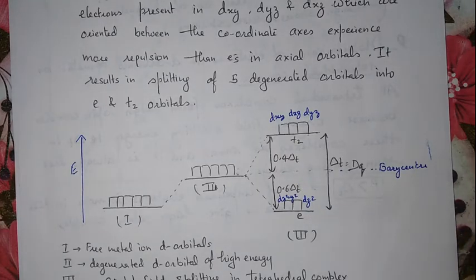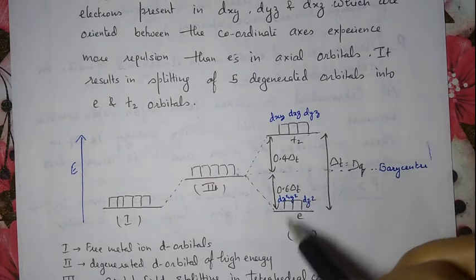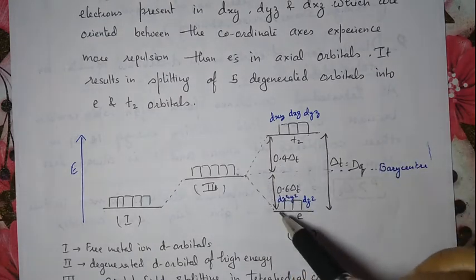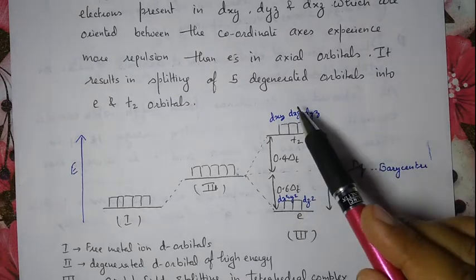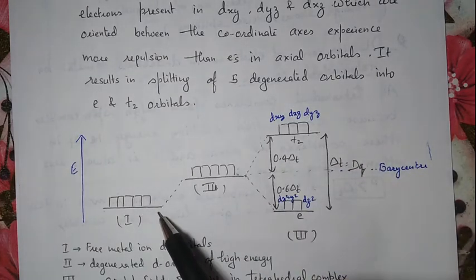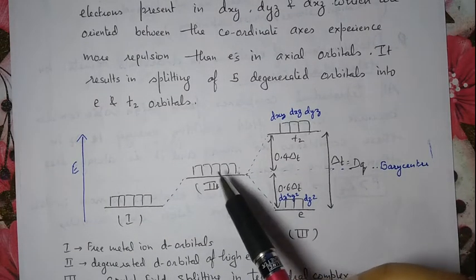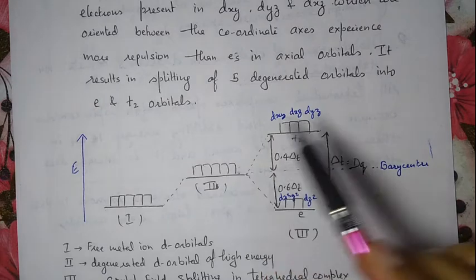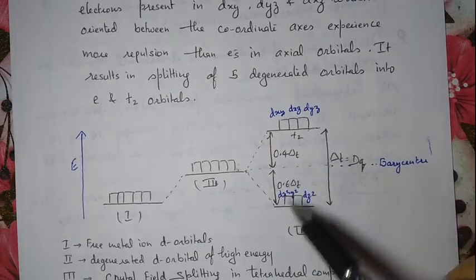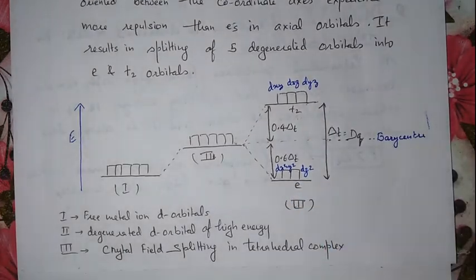We have discussed all of these facts for the octahedral complex. It is a similar splitting but in reverse order. In this case, axial orbitals are present here and non-axial orbitals are present here. This is the free metal ion d orbitals, these are the d orbitals at higher energy in the presence of a spherical ligand field, and this is the splitting in tetrahedral geometry. It is the representation of tetrahedral complex splitting.